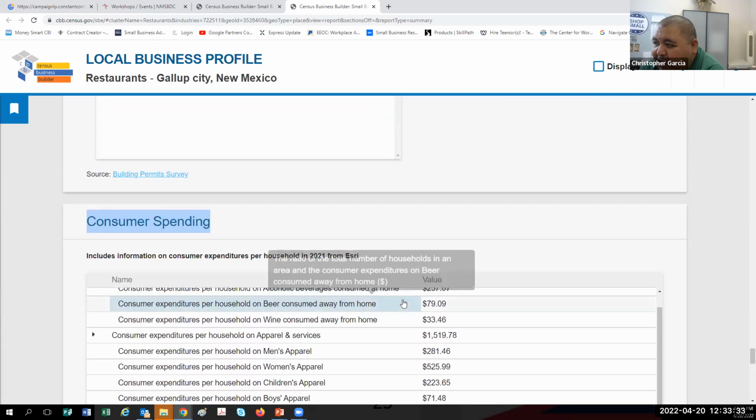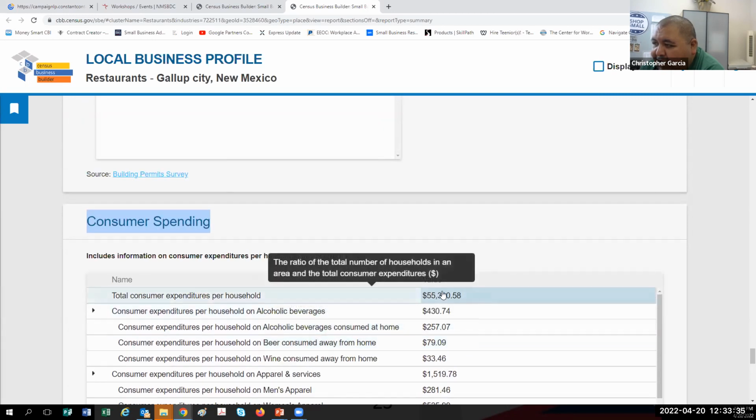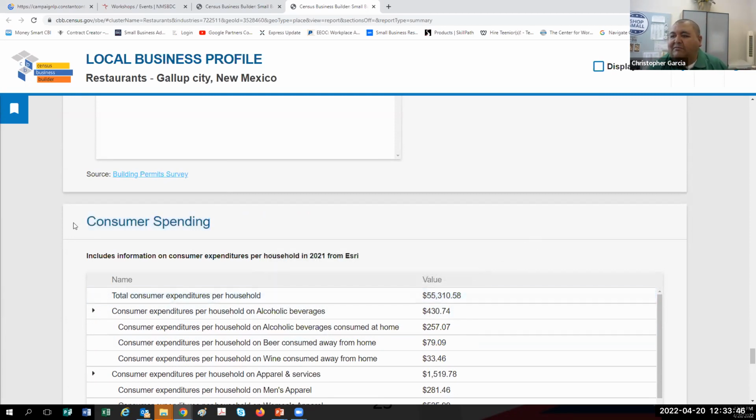And look, what I also think is kind of funny is the median household income is 48,000, but the median household expenditure is 55,000. I guess we're living above our means, at least in Gallup. So that's Census Business Builder.